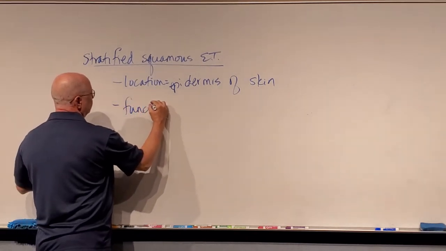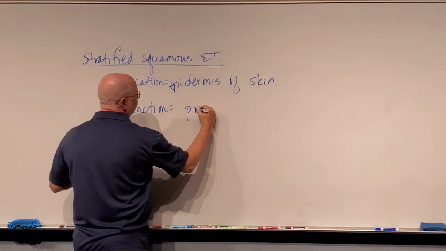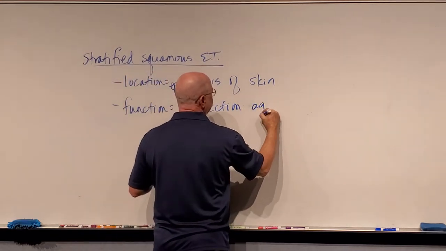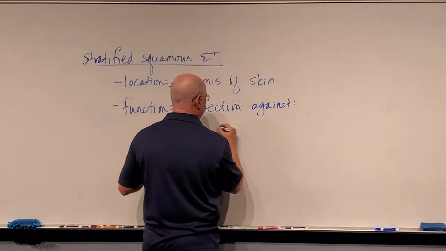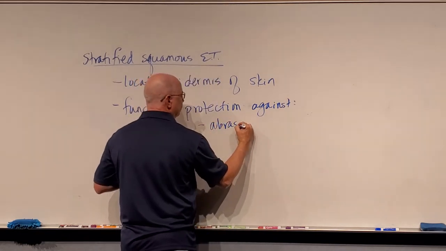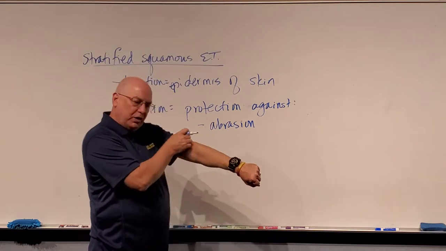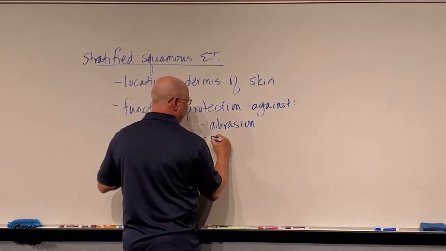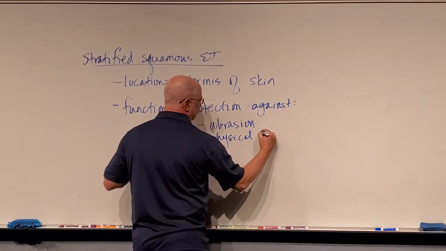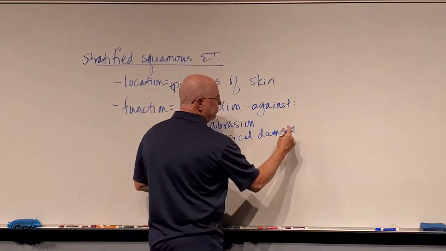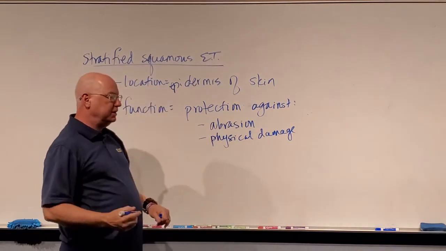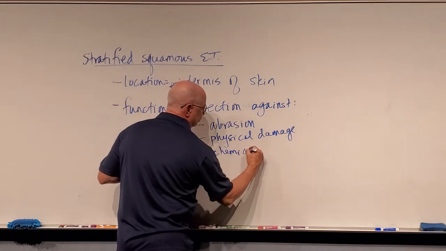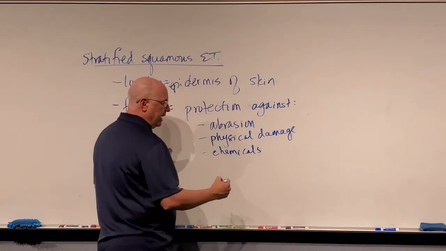The function of it is protection. And it's protection against a number of things. Abrasion. An abrasion is when you scrape yourself, like if you fall down and skin your knee. Other physical damage. Abrasion is one of them, but pinches and scrapes and rubs and cuts. It's protection against harmful chemicals, like acids and bases.